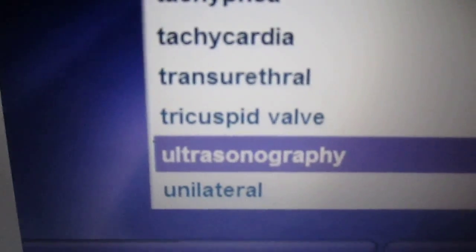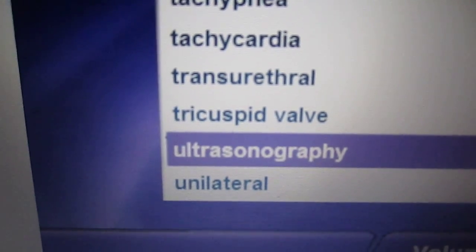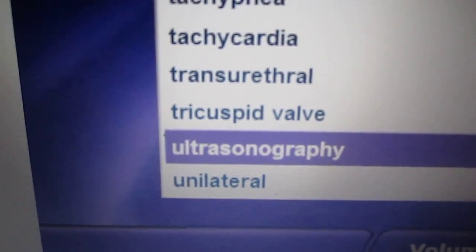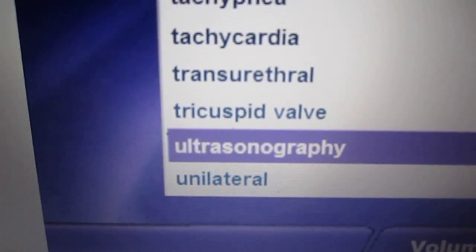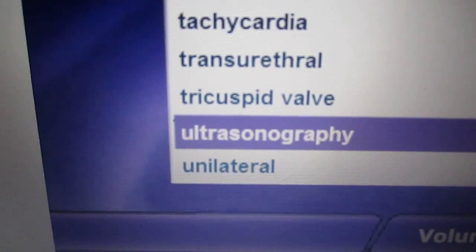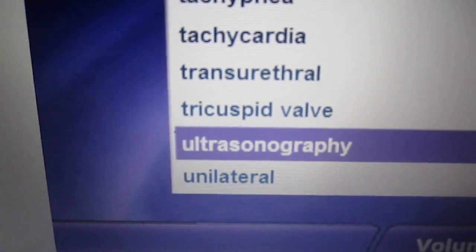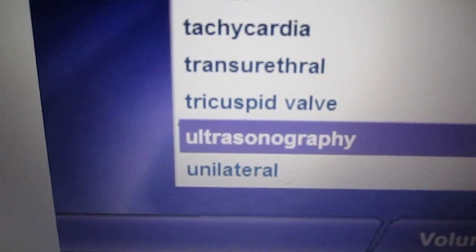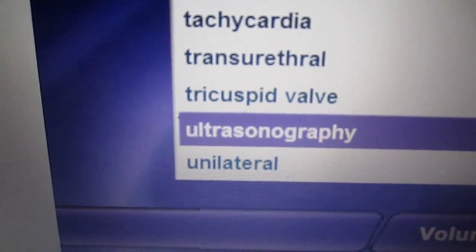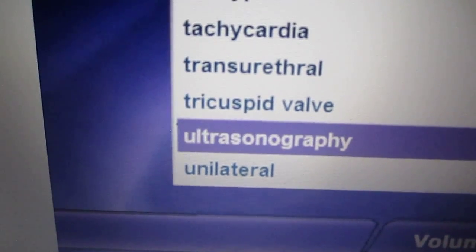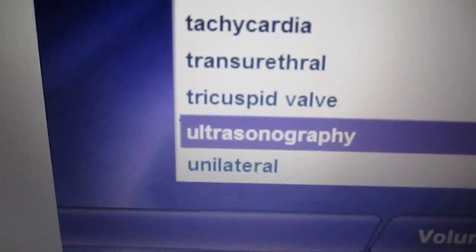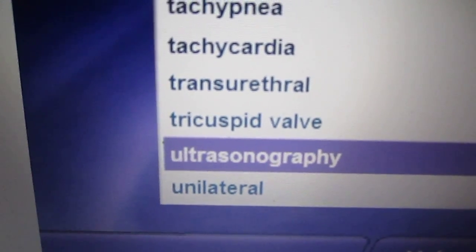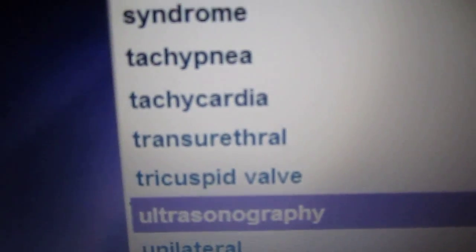Ultrasonography. The prefix ultra means beyond. Sonography is a process of recording sound waves. Ultrasonography uses high-frequency sound waves transmitted through liquid to produce an image of an organ or tissue. For example, a developing fetus can easily be seen via ultrasound examination because of the amniotic fluid which surrounds it.